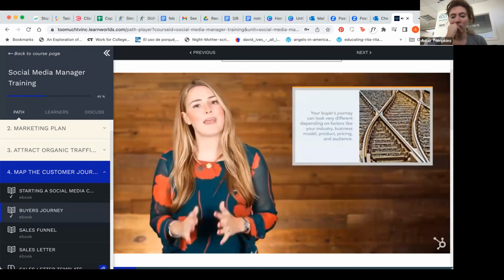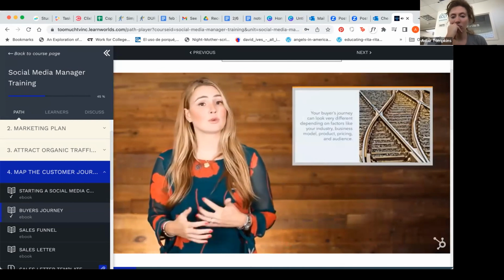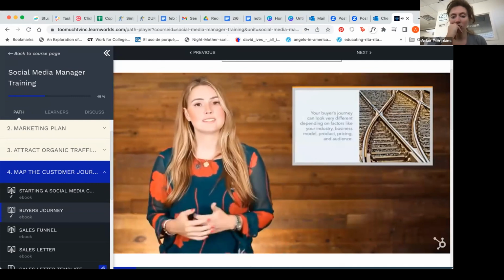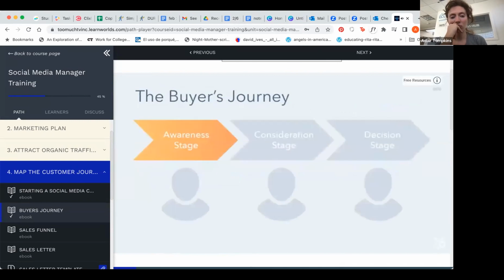It all depends on your business. Regardless, your approach to creating your buyer's journey should be the same. Understand your buyer persona and develop each buyer's journey stage around your industry and persona's intent. Let's start with the first stage, the awareness stage.